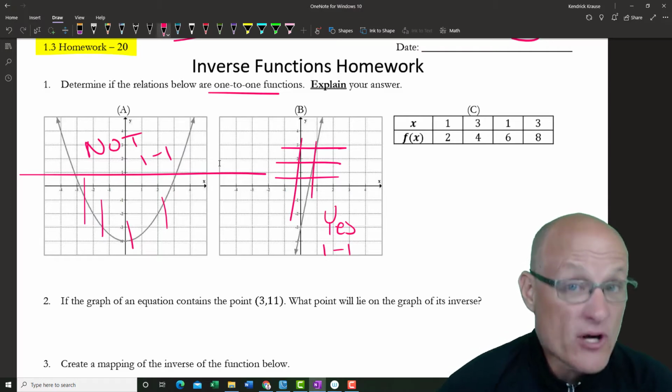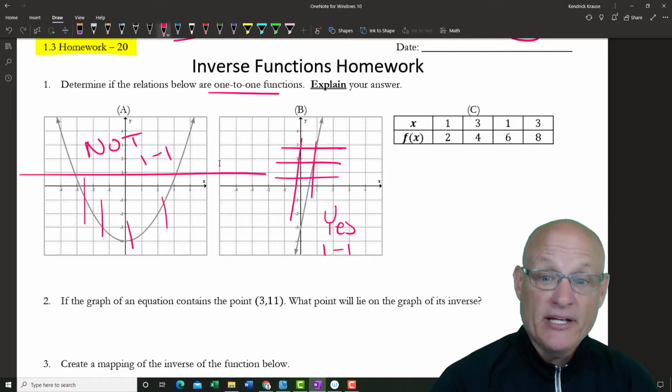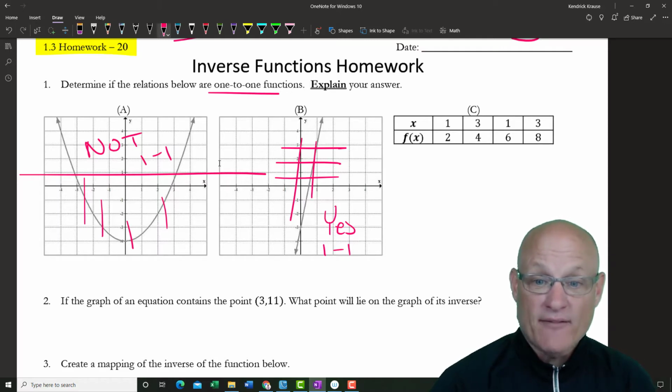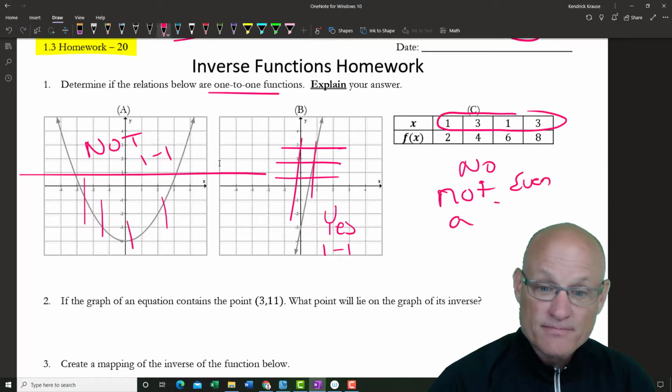Now, for a list of values, what we're looking for is repeating x values or repeating y values. There are no repeating y values, but I don't really care because I see repeating x values. So no, this is not even a function.